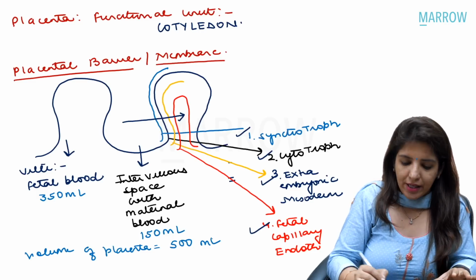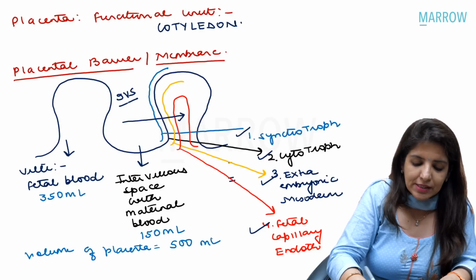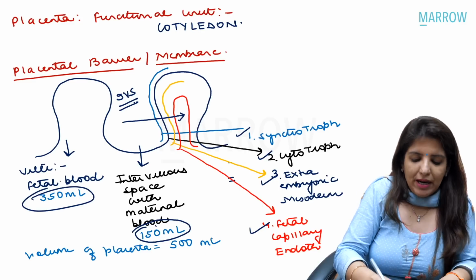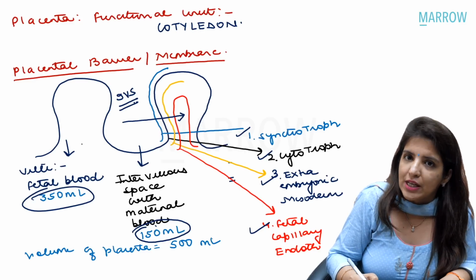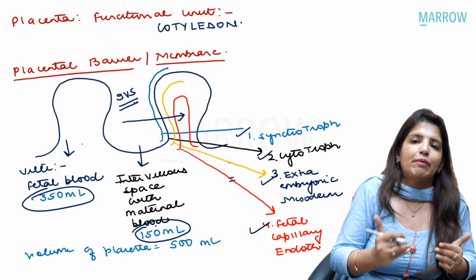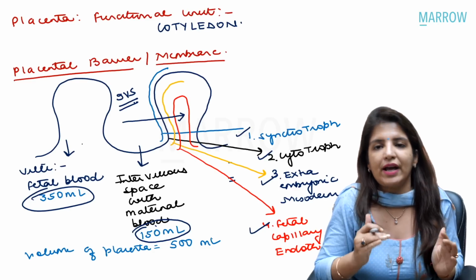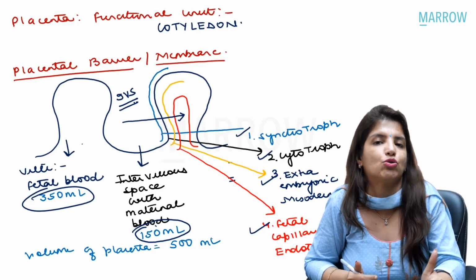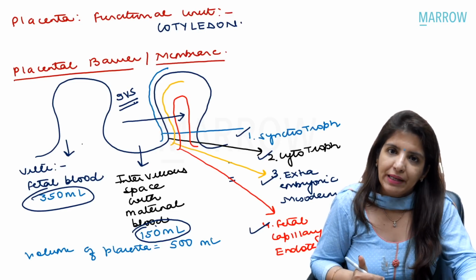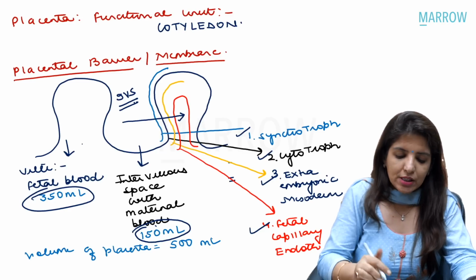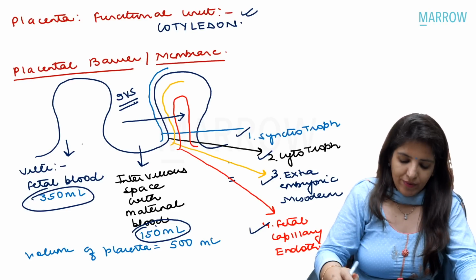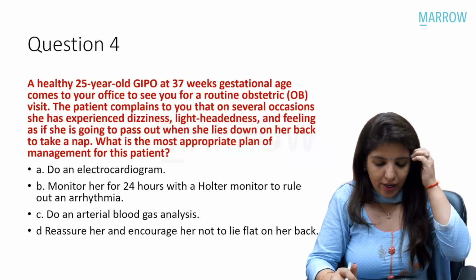So mother's blood is present in the intervillous space, and this is around 150 ml, whereas fetal blood is present in the villi, which is 350 ml, and maternal blood and fetal blood in the placenta are separated by the placental membrane or placental barrier. And just now I have told you from inside to outside what the layers of the placental membrane or barrier are. Right? So this is very, very important. The functional unit of the placenta is the cotyledon. Again, a very, very important question. Right? Coming to the next question.